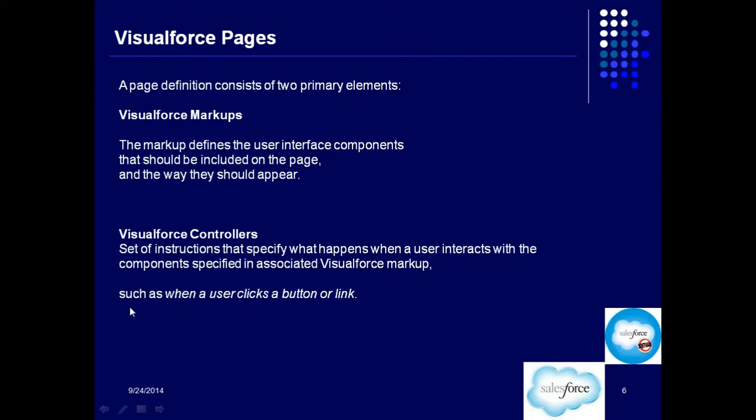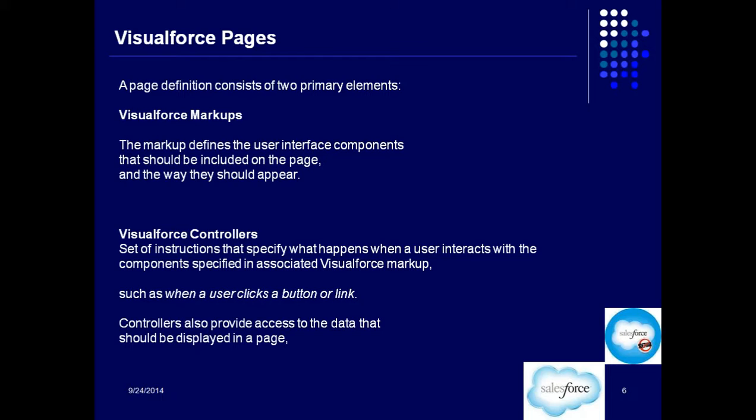So this Visualforce controller controls actions such as when a user clicks a button or a link. Controllers also provide access to the data that should be displayed in a page. So what data should be displayed on the page? As I told you, what happens when you open the page? What all data gets loaded? That is also controlled by the controller.